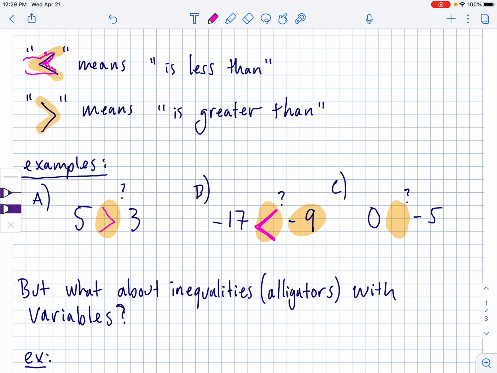And then the last one is 0 has some relationship with -5. Well, 0 is bigger than -5 because once again it's to the right of -5 on the number line. So 0 is greater than -5.